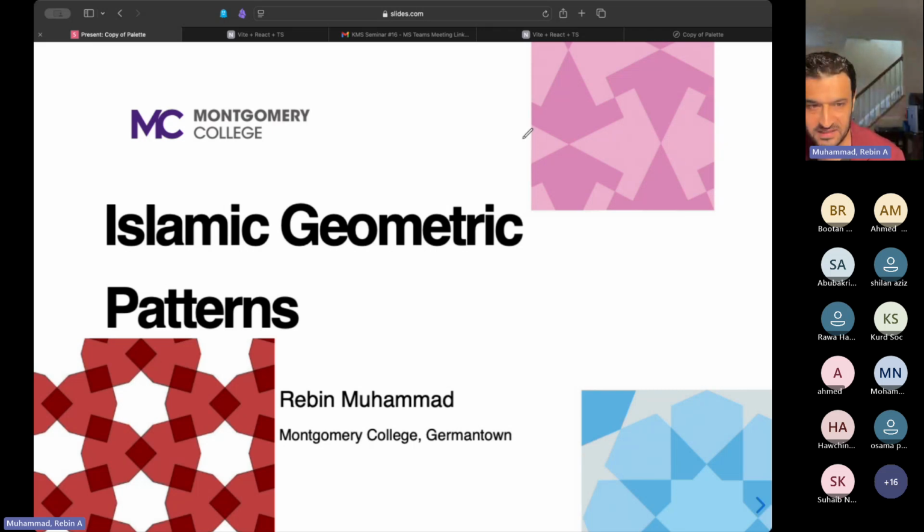So today's talk is about Islamic geometric patterns. I have been giving talks on Islamic geometric patterns since 2016, even though my research area is not this. My research area, as Dr. Kako-sama said, is ring theory.